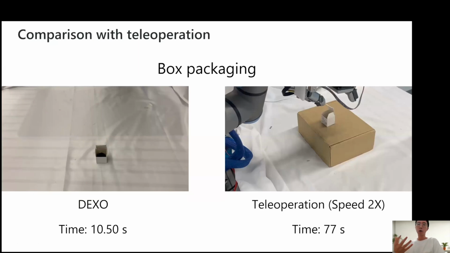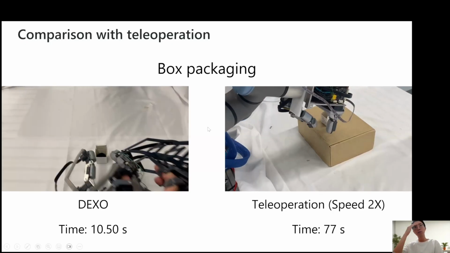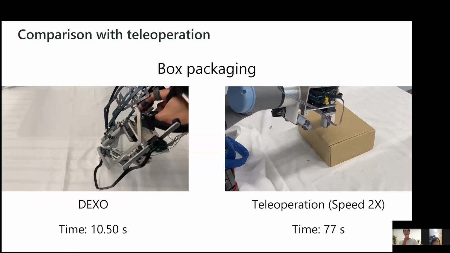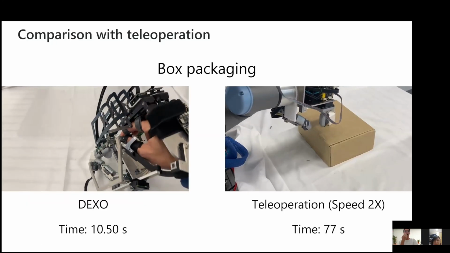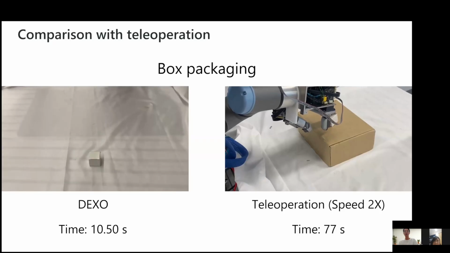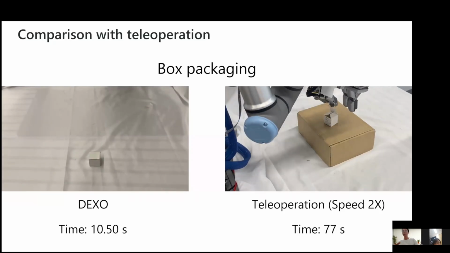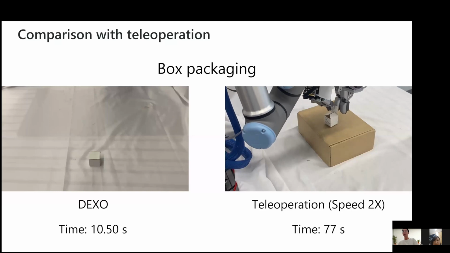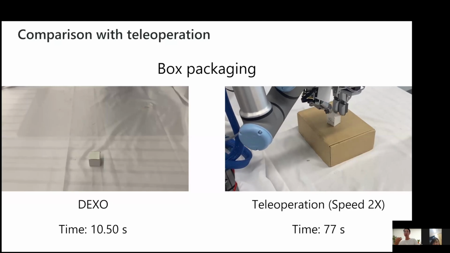Previously, we showed some qualitative examples of DHM doing some dexterous in-hand manipulation. And here we try to compare DHM with teleoperation. So for this simple task of box packaging, we found that it's actually very efficient to collect data with DHM. It just took us about 10 seconds. But if you want to do the same manipulation with teleoperation, it actually took us over 70 seconds.